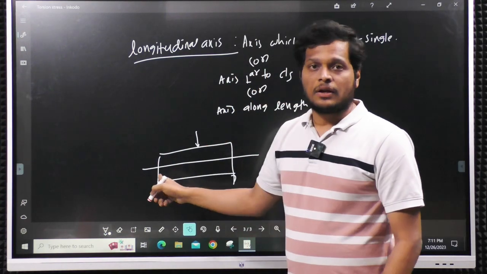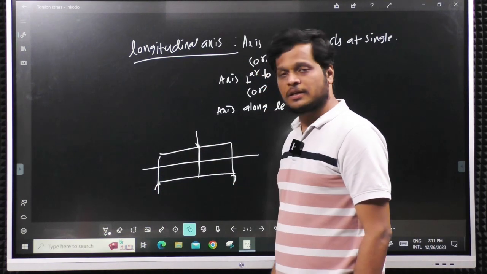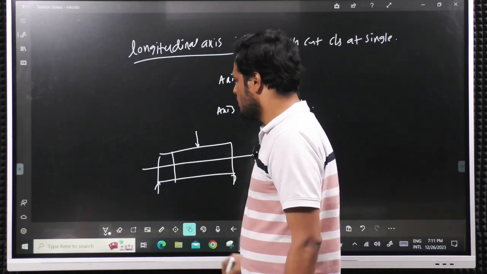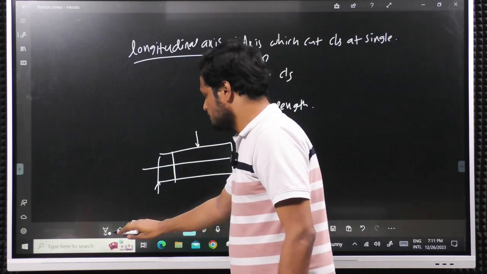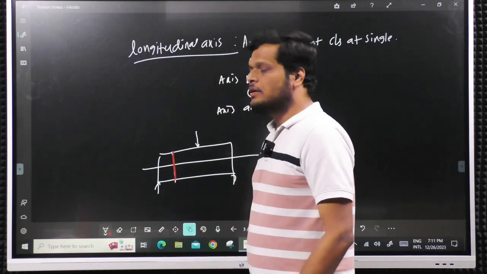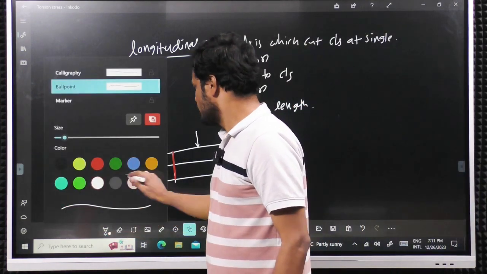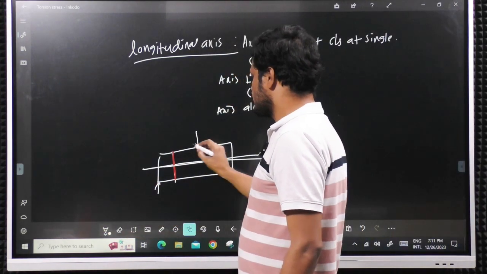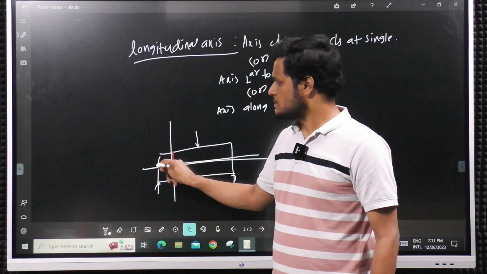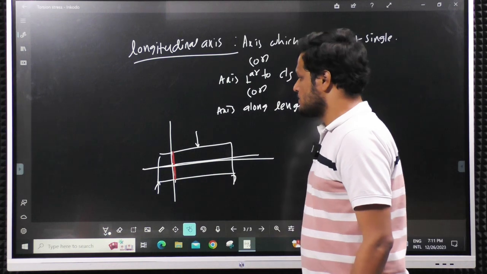This is the longitudinal axis, because the first step is to identify the cross section. This is the cross section I am considering. You can consider any cross section you want. So this is the cross section. Now for the cross section I have to draw three axes. This is one axis, this is one axis, and this is one axis. Along my pen I have one axis. So 1, 2 and 3 axes.